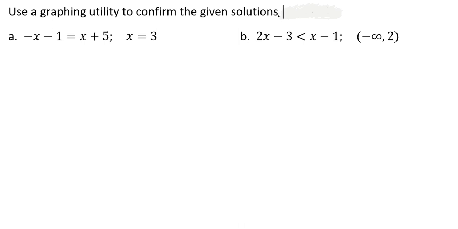In this video, we're going to be using a graphing utility to confirm the given solutions. So here we have negative x minus 1 equals x plus 5 with a solution of x equals 3. So how exactly do we use a graphing utility to solve this?